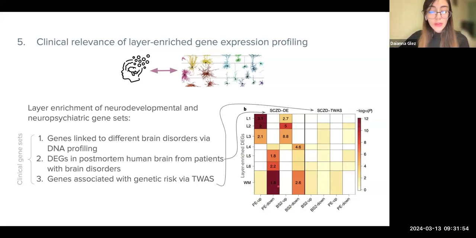They also took genes that were associated with categories for schizophrenia via TWAS, transcriptome-wide association studies, but they didn't find significant enrichment results. So yeah, they just confirmed using this enrichment analysis with clinical gene sets that there's a layer enriched expression of several genes that confer risk to several brain disorders, or that were differentially expressed genes in patients suffering these brain disorders.